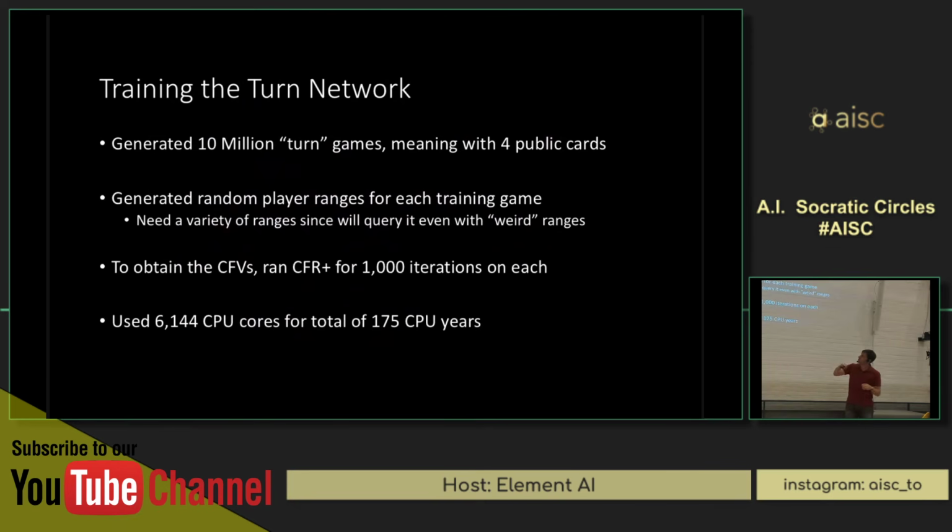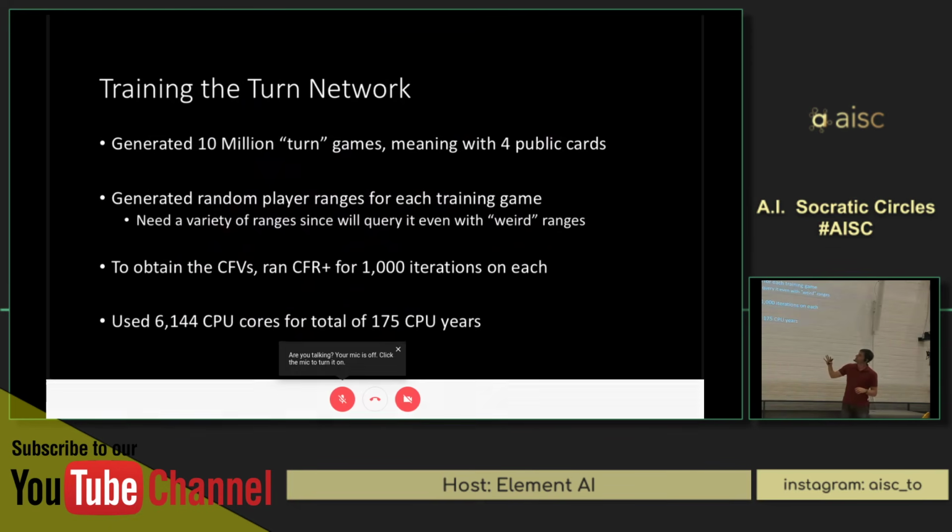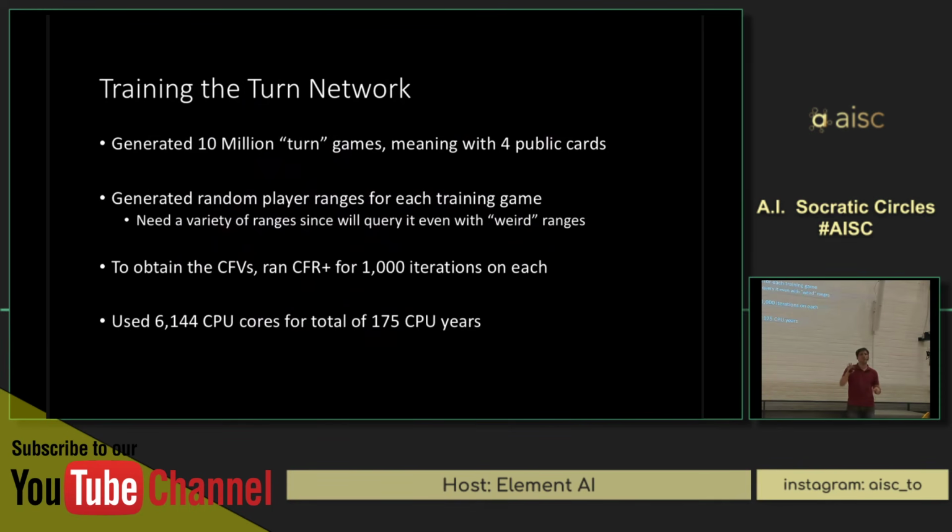Then the turn is after 4 cards. So they're taking all possible 4-card games. You're going to generate 10 million of these 4-card games, and they're going to generate random ranges for each of them. So random probability distributions over the cards.